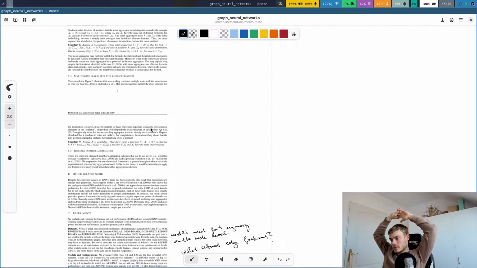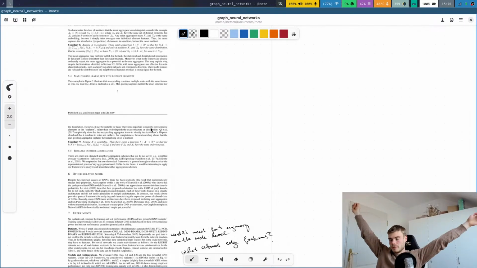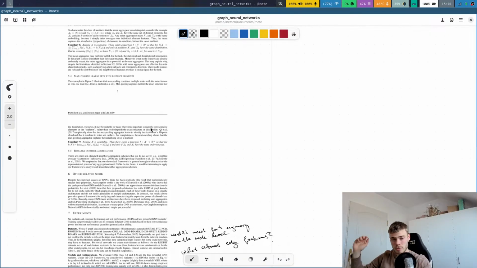So sets with different vertices from the graph, but the vertices can have the same representation. And they show that different aggregations, for example, cannot distinguish between two multisets. And if a graph neural network cannot distinguish between two multisets that are different, its representation power is lower.